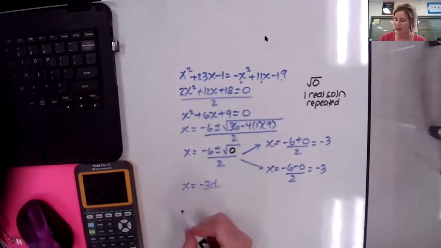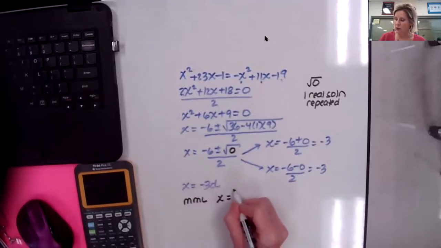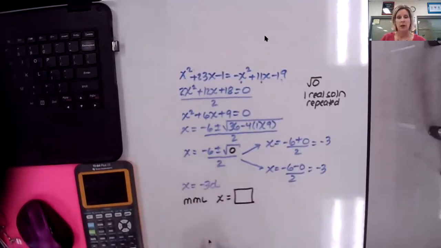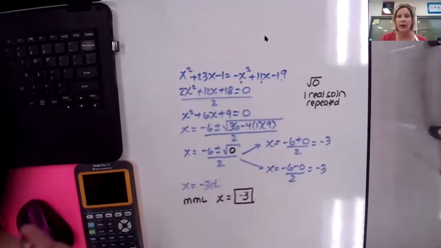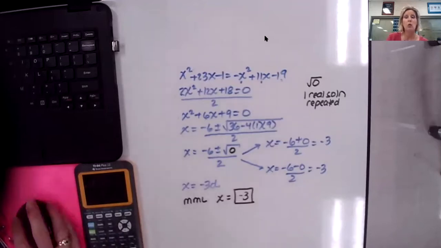But if you're on My Math Lab, and they say x equals, and you're supposed to type into the box, they just mean for you to write negative 3 and nothing else. We're done with quadratic formula. On to our last topic.